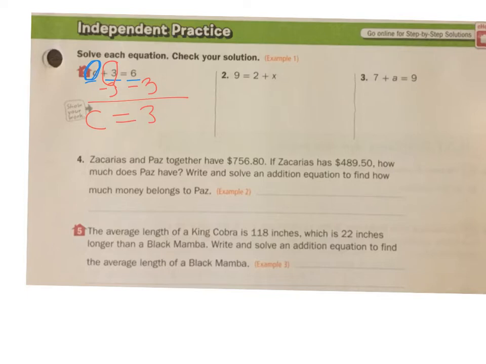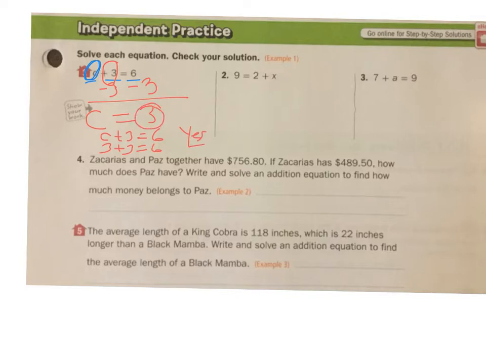Okay, now I'm going to check it. c plus 3 equals 6. I think c is 3, so 3 plus 3 equals 6. Is that a true statement? Yes. And so c equals 3.